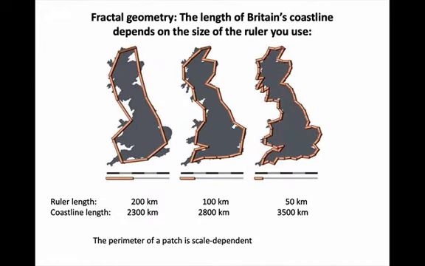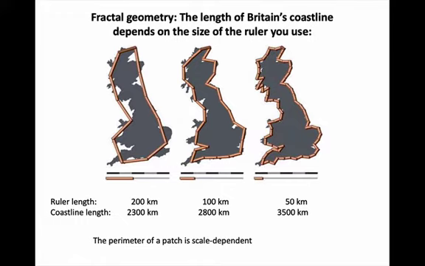Now, here's one of the crazy things that we've discovered since we invented landscape ecology in 1985. And by the way, there is a book dating from 1985 by Monica Turner called Landscape Ecology, and that is the foundation of this field of inquiry. So you might think that the perimeter of an area is a constant, right? No, it's not. It depends on the size of the ruler you are using.